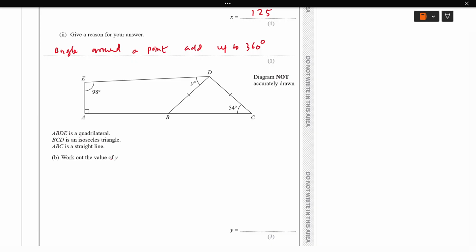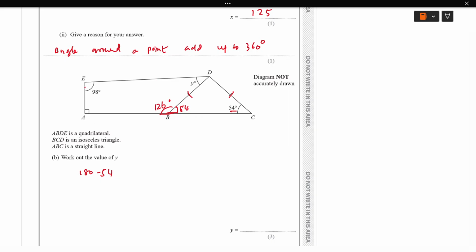Next question. ABDE is a quadrilateral, BCD is an isosceles triangle, and ABC is a straight line. Work out the value of y. First we go for the isosceles property. Base angles are equal. Here is 54, here must be 54. Now we write linear pair. This is a straight line. Here is 54. This angle is going to be 180 minus 54, which is 126 degrees.